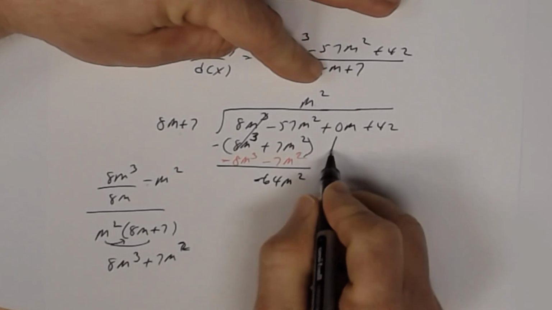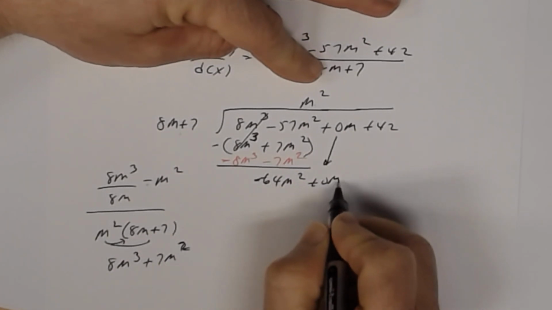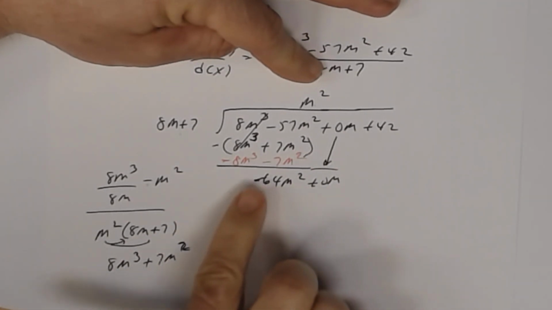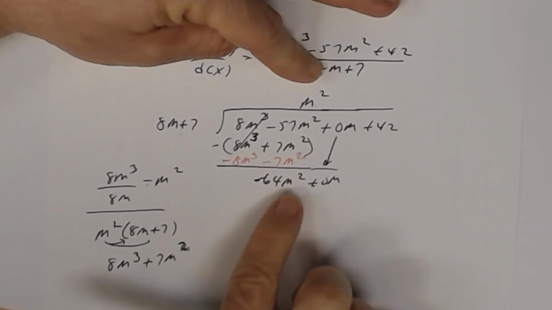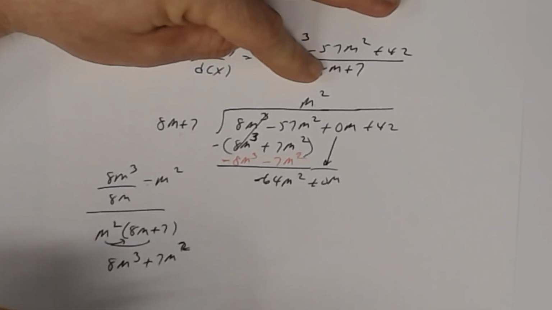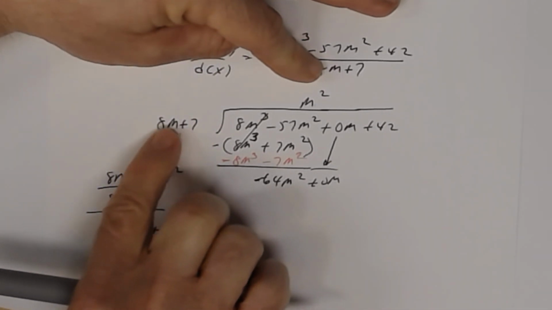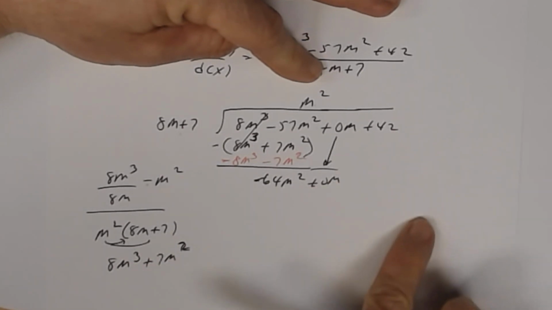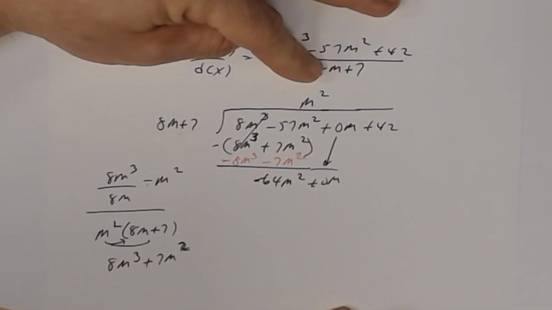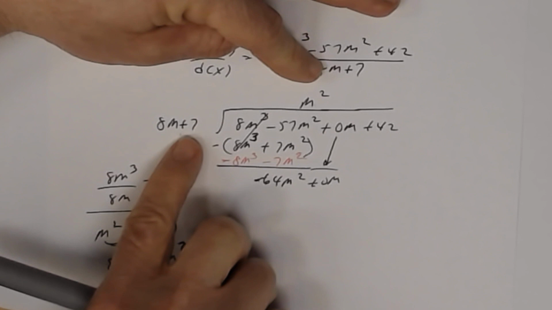Then we bring down the next term. We keep on going, because remember, we stop whenever, after the subtraction, we're left with a degree that's less than the degree of the divisor. The degree of the divisor is 1, and this degree is 2, so we've got to keep on going. That's why you see we keep bringing these down. Now we do the division all over again.